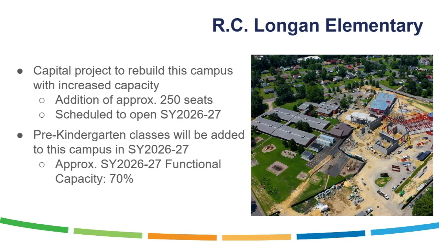This aligns with the division's strategic focus of expanding preschool programming to students throughout the division over the coming years. When the building is complete, we plan to move a few pre-K classes from Holiday to Longin so that students and their families can be served more conveniently with pre-K closer to their home neighborhoods. Once pre-K classes are added, the functional capacity will be approximately 70%. This also allows for other programming to be shifted into the school in coming years.